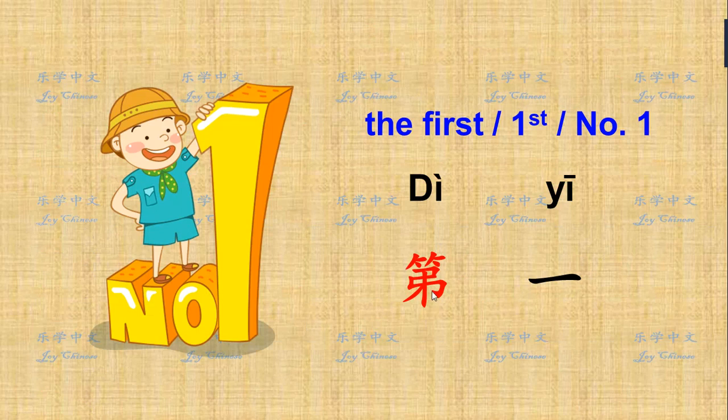Okay, so these are the numbers. If you have difficulty with the pronunciation, please go back to the playlist for pronunciation. We have about 28 lessons to teach how to pronounce Chinese correctly.